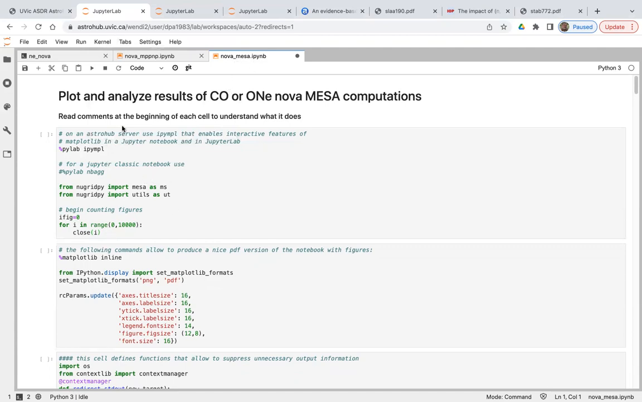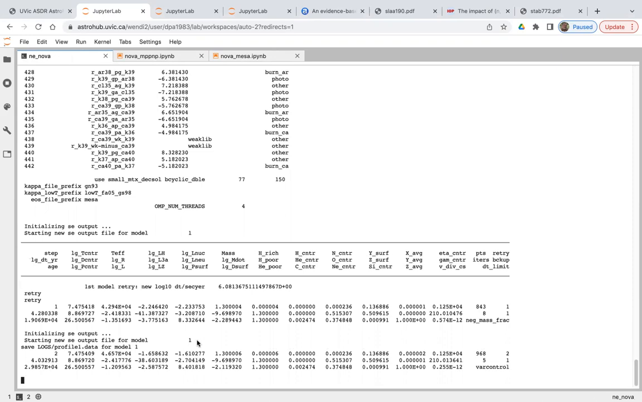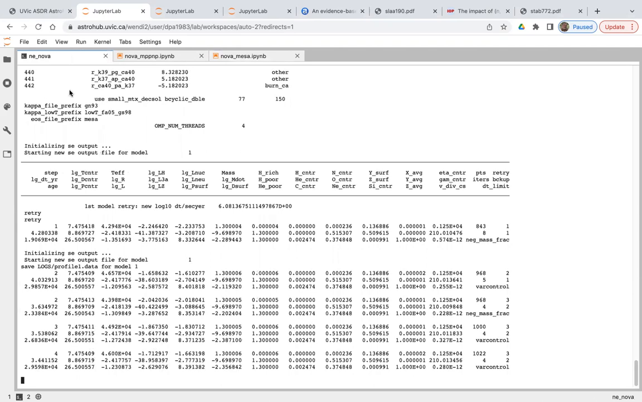So this notebook, Nova MESA, plots and analyzes results of carbon-oxygen or oxygen-neon nova MESA stellar evolution computations. Also, always please read comments at the beginning of each cell, which explain what each cell is doing. So now you can see here the stellar evolution nova computations actually have started, right? And they go on. This is the first model. This is the second model. First, it just provided the list of nuclear reactions that are included in these computations. And as you can see, 442 nuclear reactions are included.